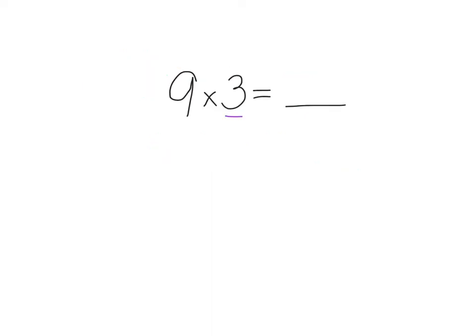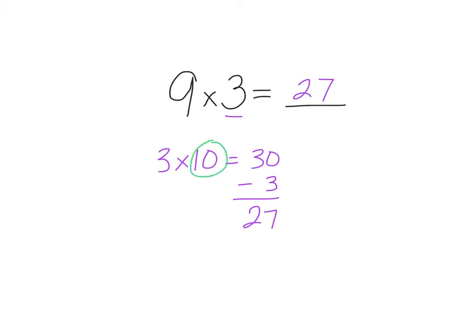If I'm multiplying times 3, I take that 3 and multiply it by 10 first. That gives me 30. And then I subtract that factor 3, which gives me 27. So 9 times 3 is 27. Multiply by 10, then subtract that number that you multiplied.